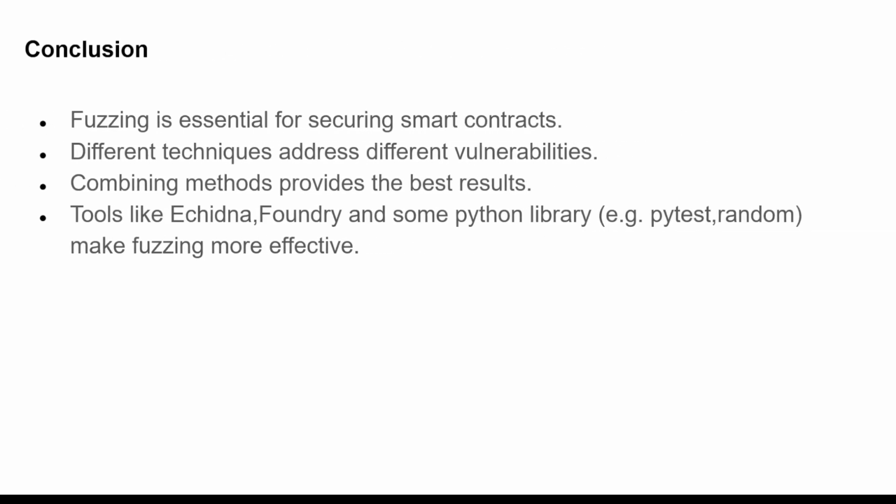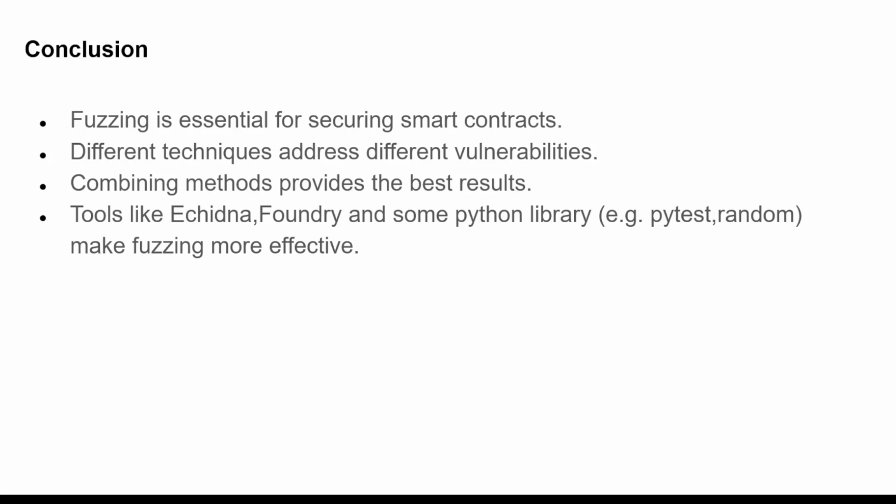The conclusion for this video is that fuzzing is essential for securing smart contracts. Different techniques address different vulnerabilities. It doesn't mean you have to use only one technique; you have to do every step to secure against vulnerabilities. If you do more tests, more vulnerabilities show up. Combining methods provides the best result.